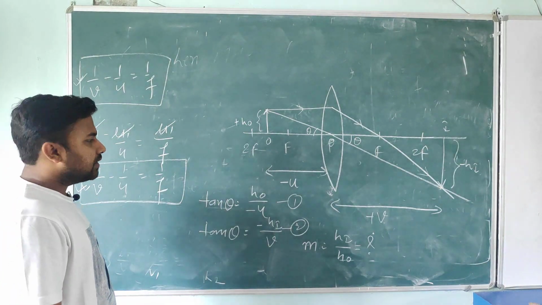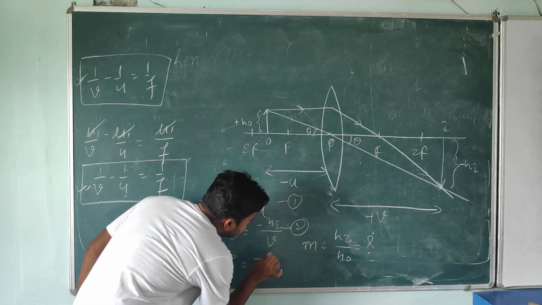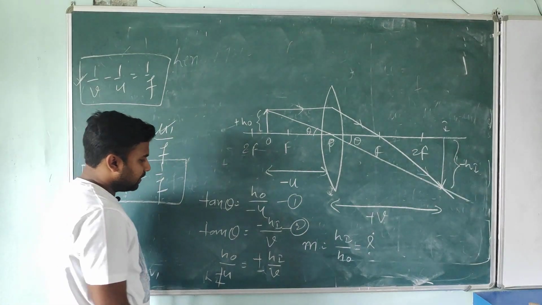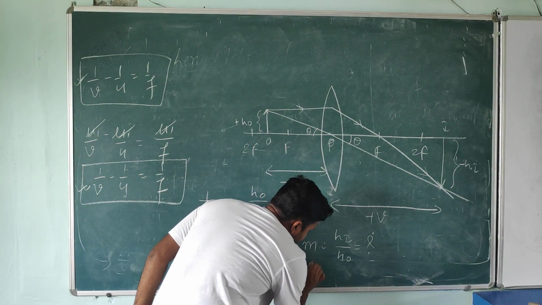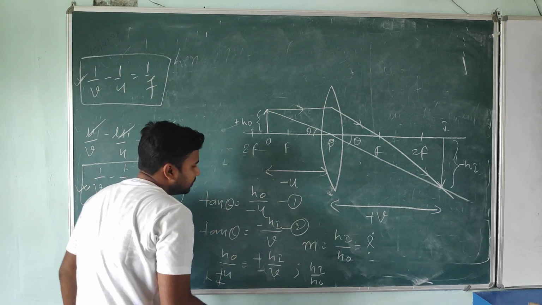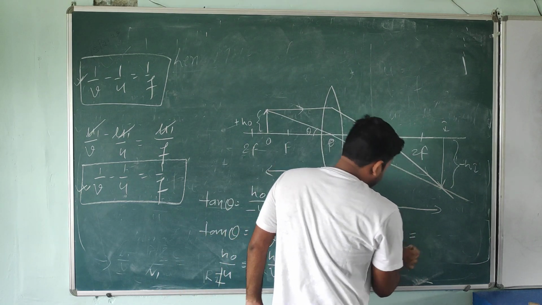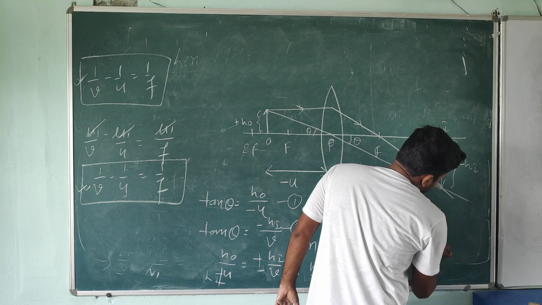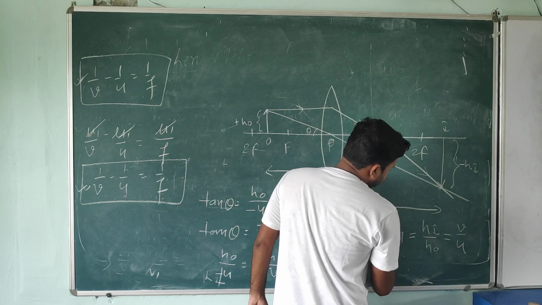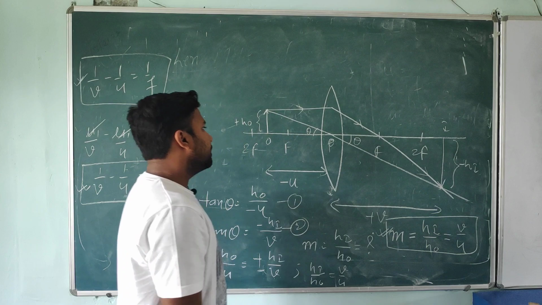Now if you equate the first and second, what will you get? Height of object divided by minus of u equal to minus of height of image divided by v. This minus will cancel out. So what will you get from here? Height of image divided by height of object. If you take this one to this side, it will go to this side, so here you will get v by u. So what can you write? M, the magnification formula, is height of image divided by height of object equal to v by u. This is the magnification formula.